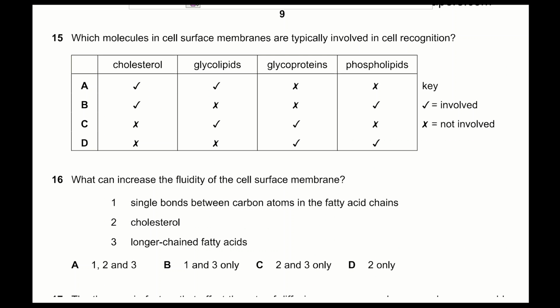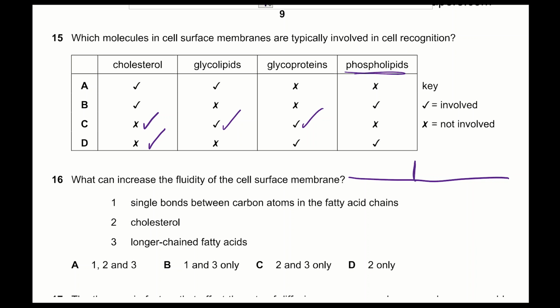Number 15. Which molecules in cell surface membranes are typically involved in cell recognition? So, cholesterol. Cholesterol is involved in regulating the fluidity of the membrane, not really involved in cell recognition, therefore this is incorrect. Now, glycolipids and glycoproteins. Glycolipids and glycoproteins are found outside the cell membrane and they are involved in cell recognition, for example, as receptors. Therefore, this is correct, as receptors and antigens.